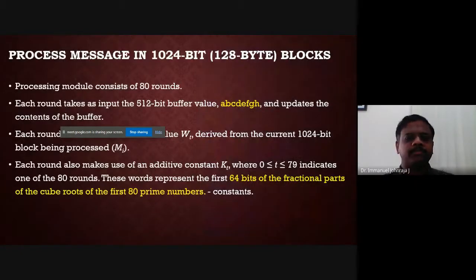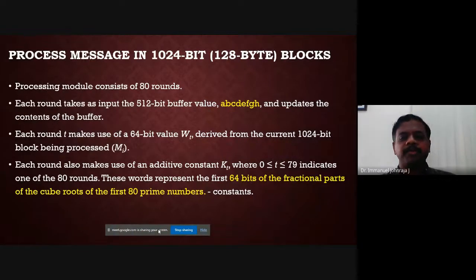All right, so generally, whatever we have seen so far: the processing model consists of 80 rounds. Yes, we have just seen that. Each round takes the 512-bit buffer value, that is our registers A B C D E F G H, and updates the contents of the buffer. All the values in the registers are updated or changed in every round. Each round t, here using subscript t, makes use of the 64-bit value Wt.